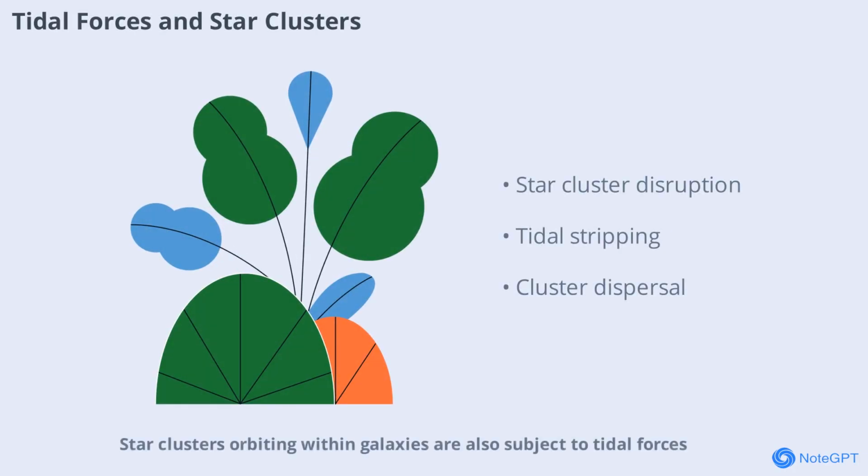Star clusters orbiting within galaxies are also subject to tidal forces. As they move through the galaxy, tidal interactions can strip away stars from the cluster, gradually dispersing them into the galactic field. This process helps explain why some clusters appear elongated or have lost many of their original stars.